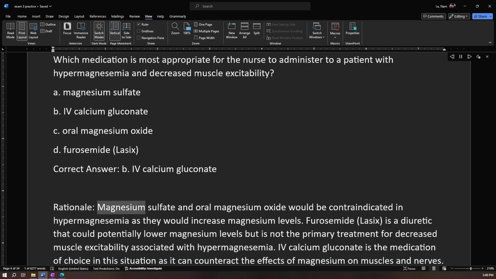Rationale: magnesium sulfate and oral magnesium oxide would be contraindicated in hypermagnesemia as they would increase magnesium levels. Furosemide, Lasix, is a diuretic that could potentially lower magnesium levels but is not the primary treatment for decreased muscle excitability associated with hypermagnesemia. IV calcium gluconate is the medication of choice in this situation as it can counteract the effects of magnesium on muscles and nerves.